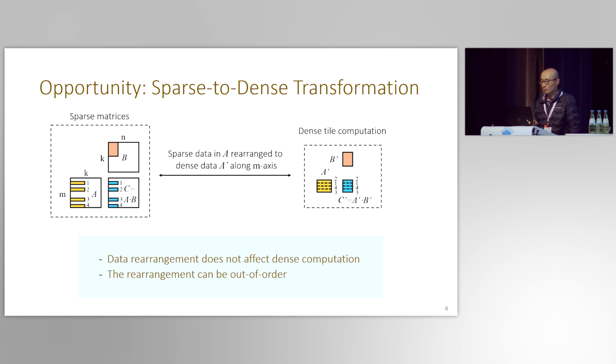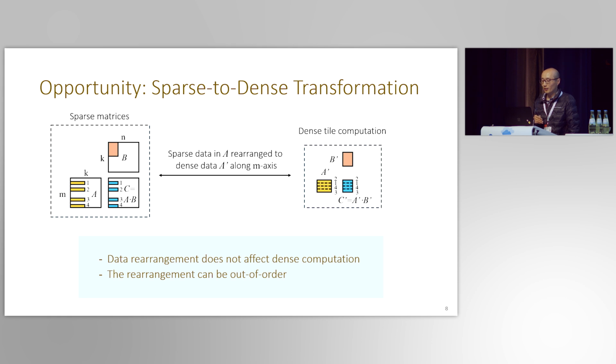Let's take matrix multiplication as an example. The non-zero values in the sparse matrices are represented by colored boxes. It is possible to construct a dense tile as shown on the right by rearranging the non-zero values from the sparse matrices, for example, along the M axis in matrix A. The rearrangement can be out of order.